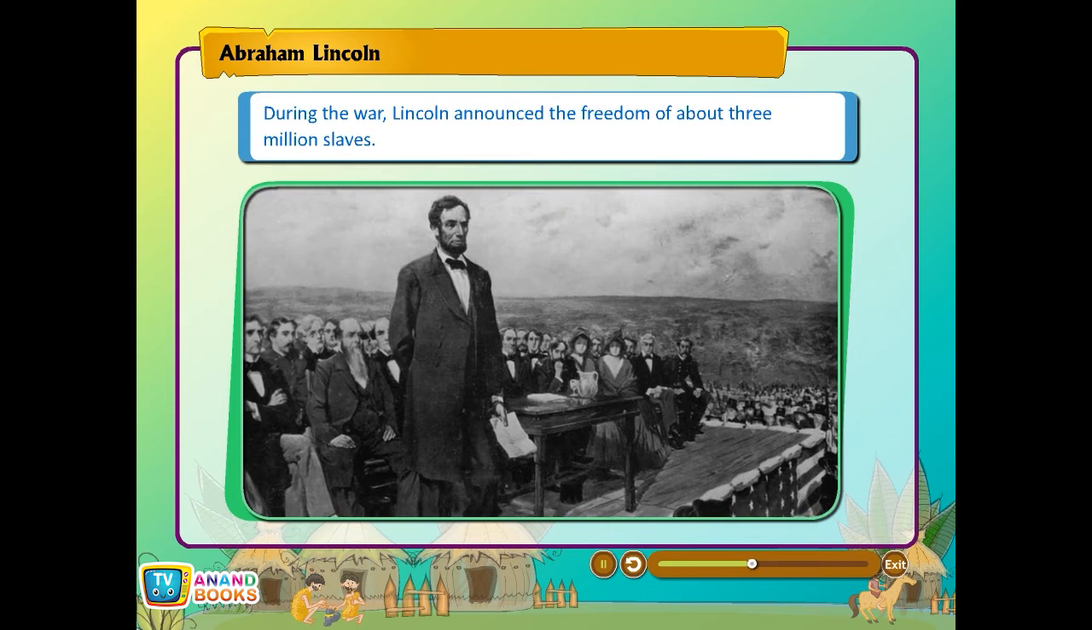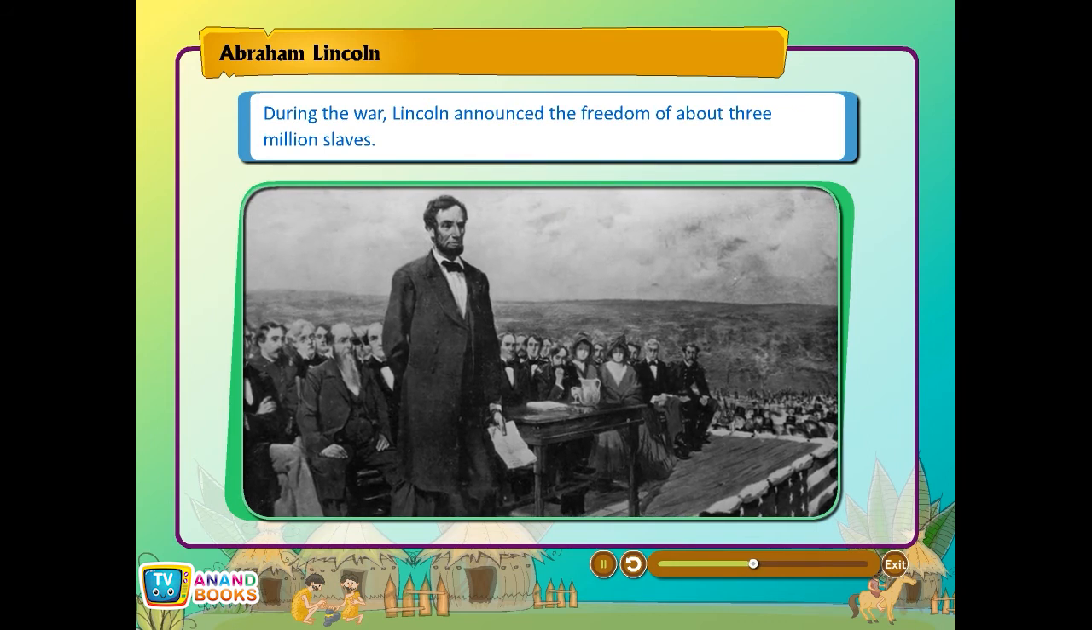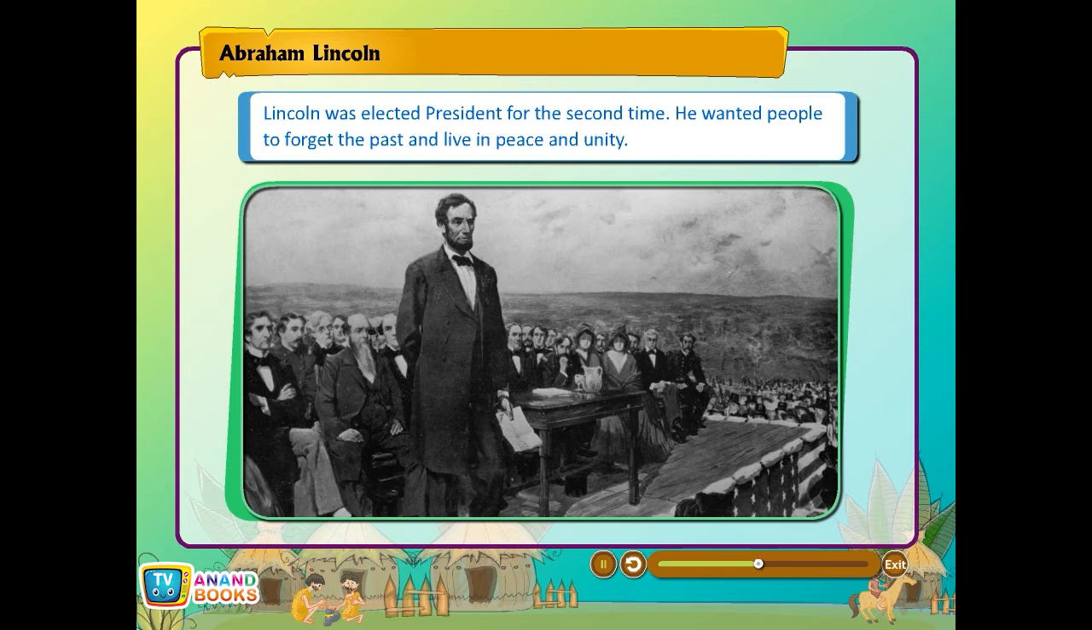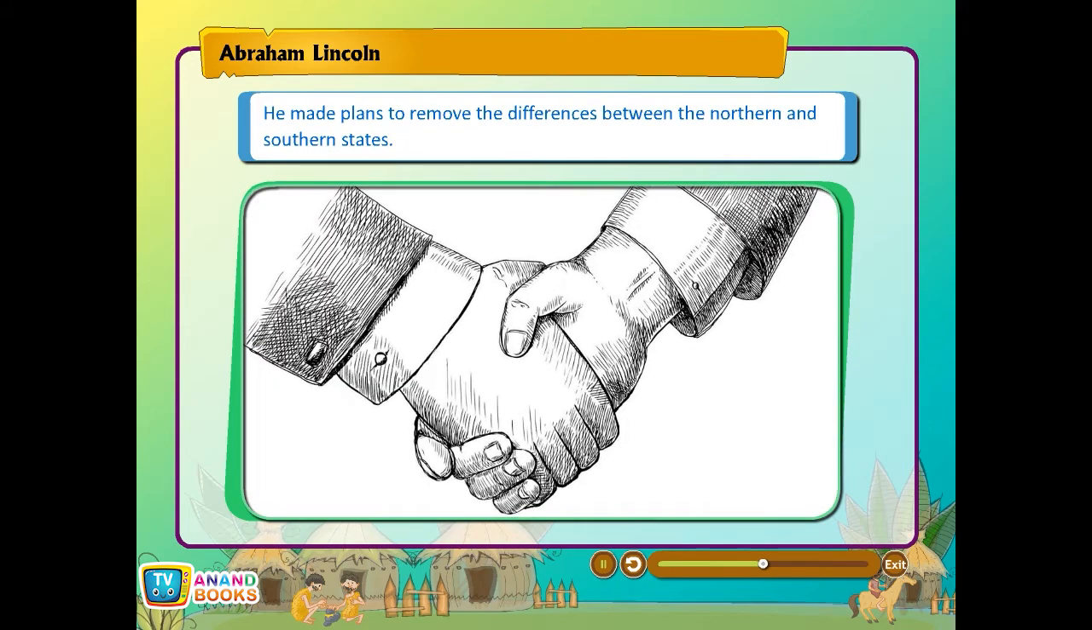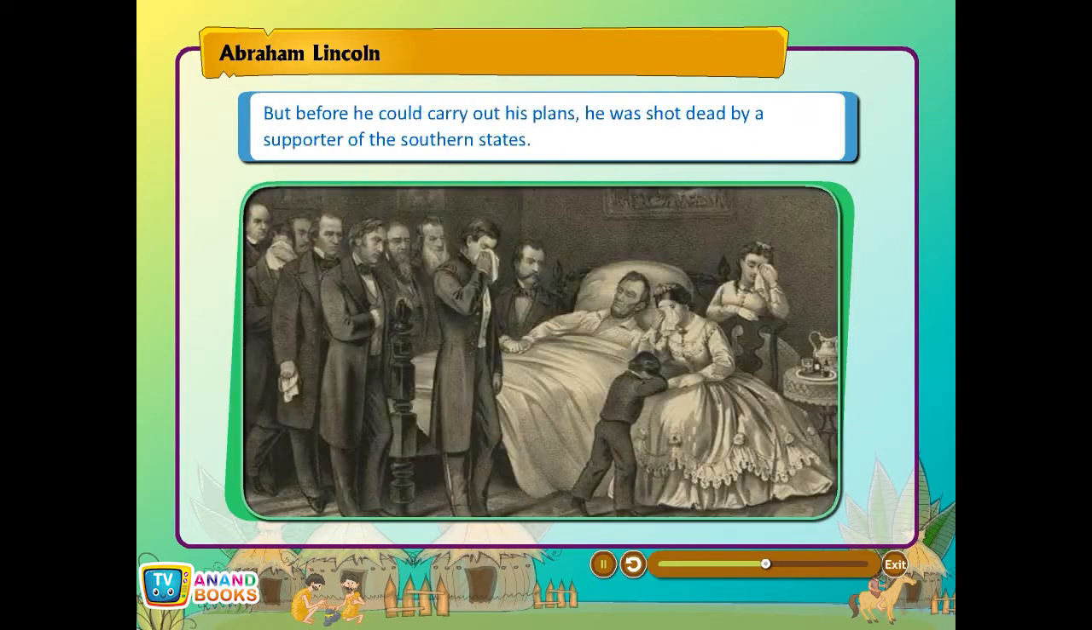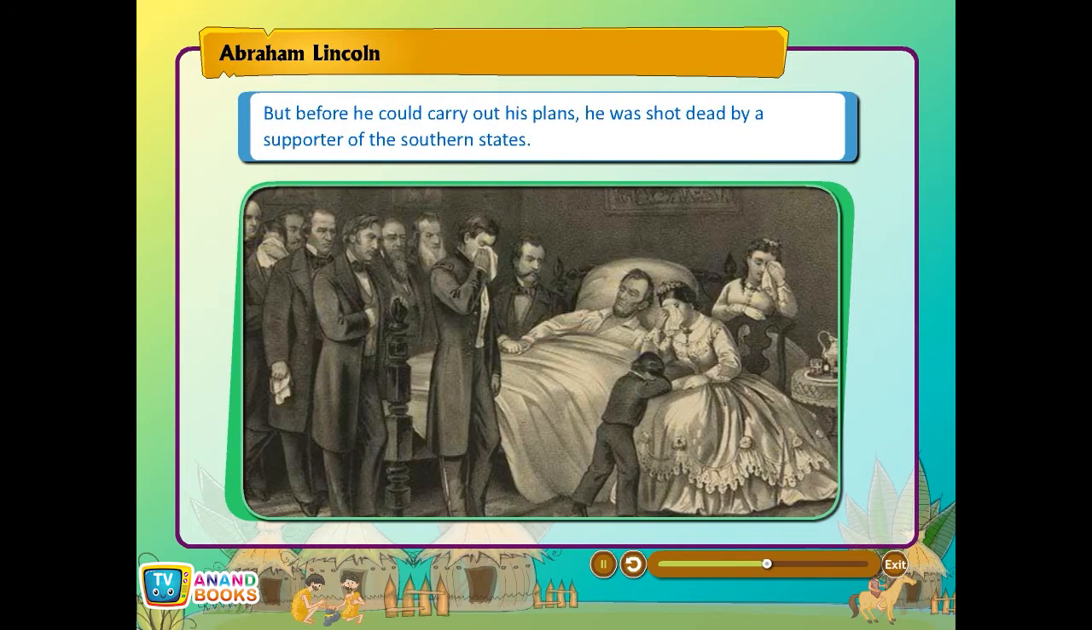During the war, Lincoln announced the freedom of about 3 million slaves. 2 years later, a law was passed banning slavery in the USA. Lincoln was elected president for the second time. He wanted people to forget the past and live in peace and unity. He made plans to remove the differences between the northern and southern states. But before he could carry out his plans, he was shot.